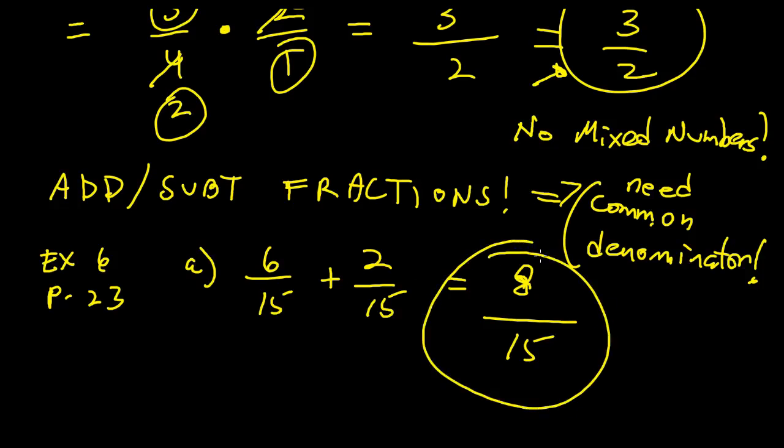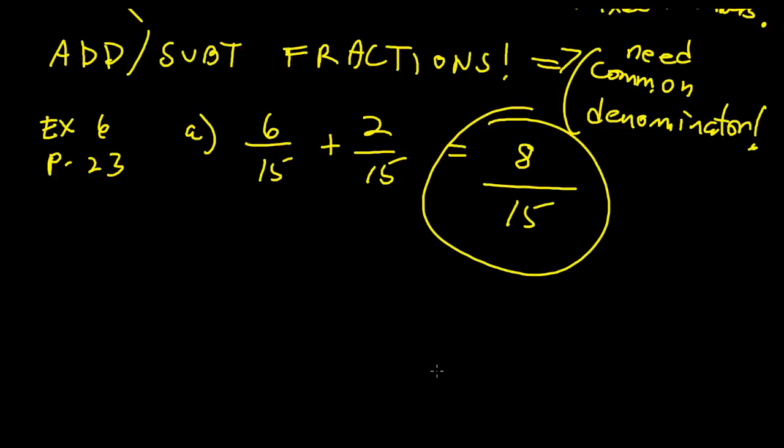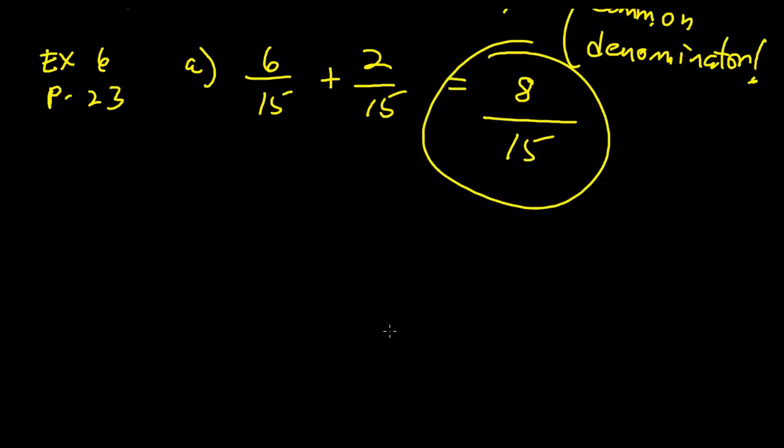That's an 8, believe it or not. Let me make that a little clearer. Eight over 15, okay? All right, that's what we do when the denominators are the same. Let's try subtraction. B, we'll say 8/13ths minus 5/13ths.